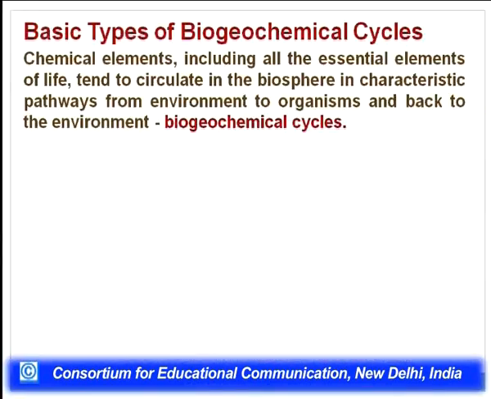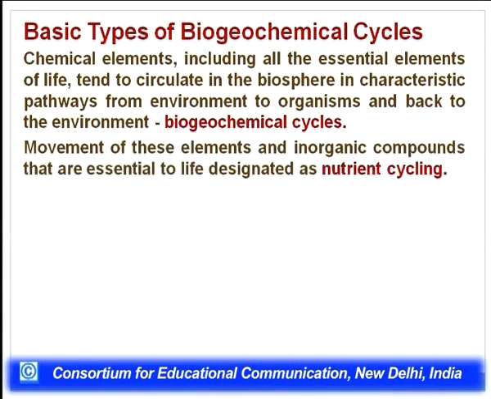So chemical elements, including all the essential elements of life, tend to circulate in the biosphere in characteristic pathways from environment to organisms and back to the environment, and these are termed the biogeochemical cycles. Now, the movement of these elements and organic compounds that are essential to life is often designated as nutrient cycling. So you can call it material cycling or nutrient cycling, but usually, because these essential elements are important for the maintenance of life, human beings are unique because they utilize almost 40 of the elements which are present. So they utilize these elements and circulate them from the environment to the organisms and then back to the environment, and therefore this kind of biogeochemical or nutrient cycling keeps on occurring.